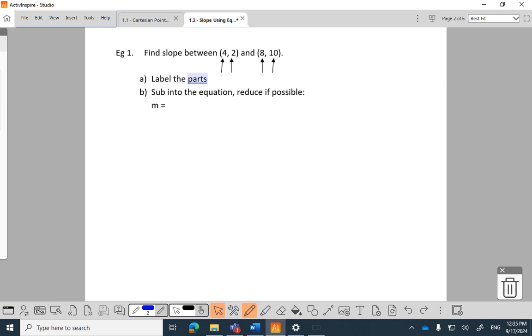Label the parts. So this is x, but it's the first x. So what number do you want to put with the x? 1. That's going to be x1. This is the first y, so I put y... 2? No, first y. So what number for y? 1. Over here, this is the second x I see, 2. And this one's the second y I see, 2. Weirdly, I think that's the hardest part.